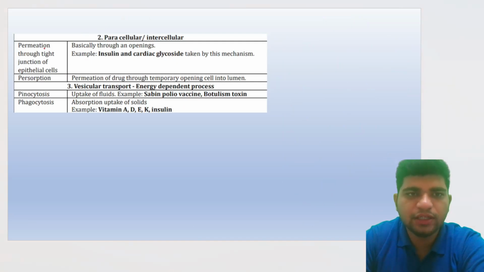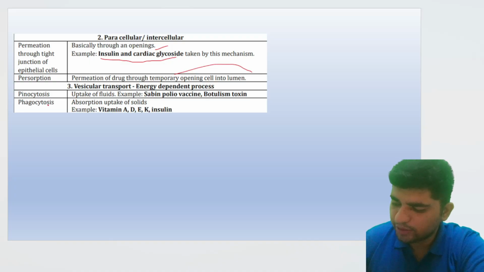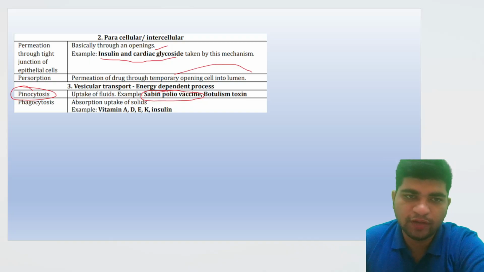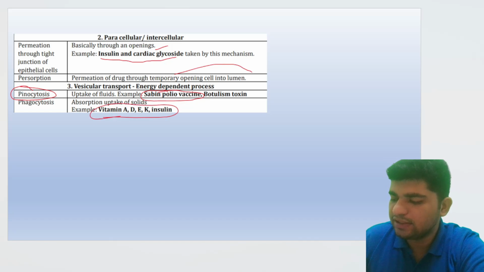So what is paracellular? Permeation through tight junctions of epithelial cells, basically through openings. Examples are very important: insulin and cardiac glycosides. Persorption is permeation of a drug through temporary openings in the cell into the lumen. Vesicular transport: pinocytosis and the Sabin polio vaccine, already asked in your GPAT exam. Sabin polio vaccine, pinocytosis, phagocytosis, and as well as insulin.